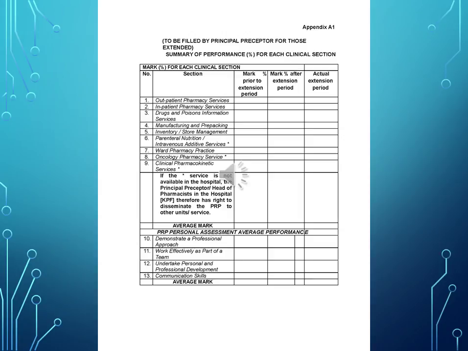Average mark. PRP personal assessment of average performance. 10. Demonstrate a professional approach. 11. Work effectively as part of a team. 12. Undertake personal and professional development. 13. Communication skills. Average mark.